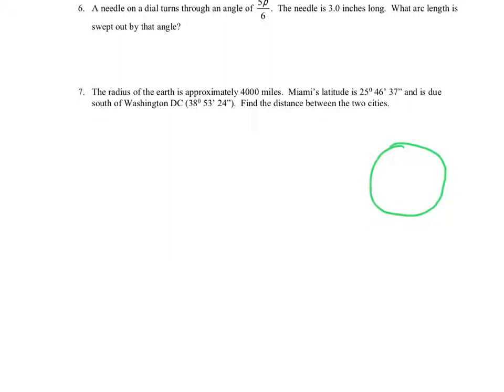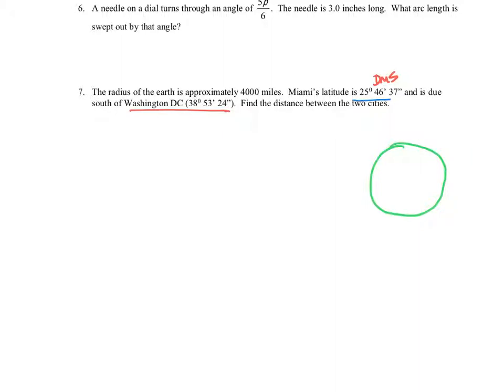Here I've drawn a circle to represent the Earth, actually a cross section of the Earth. And we're given the latitudes of two cities. Miami is at 25 degrees, 46 minutes, 37 seconds. And Washington, D.C. is at 38 degrees, 53 minutes, and 24 seconds. These latitudes are the angles in degrees, minutes, seconds, above the x-axis or north of the equator.